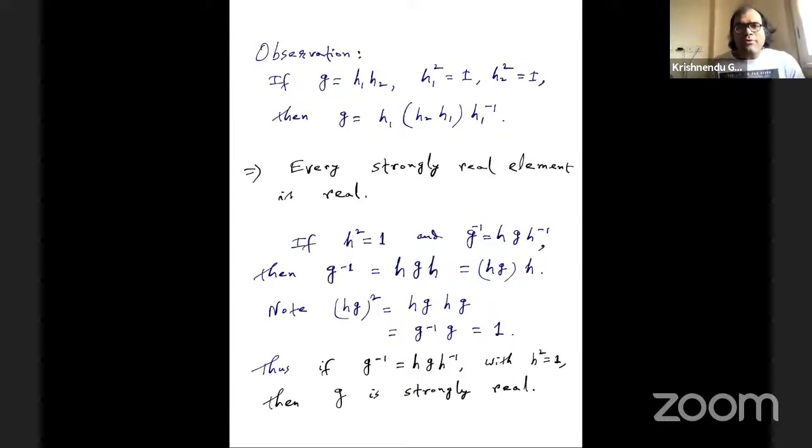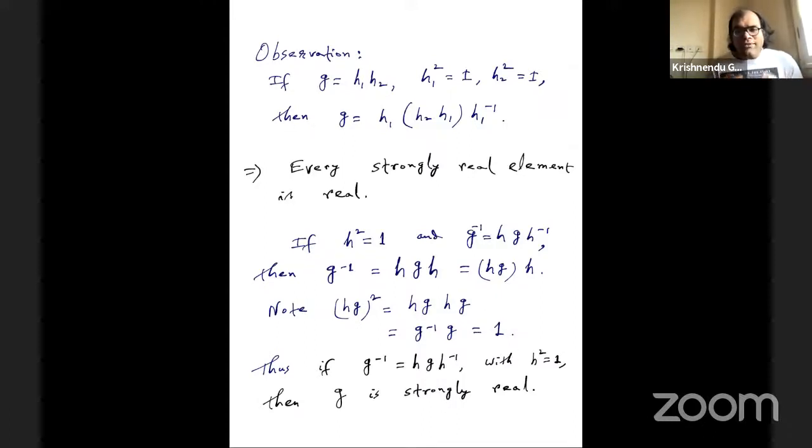Now here is a quick observation. Suppose an element is a product of two involutions. Then it is conjugate to its inverse. The proof is very obvious. So every strongly real element is real. But what about the converse?